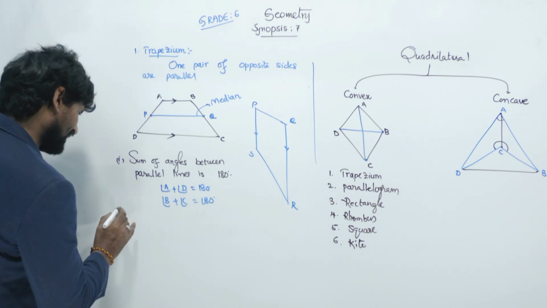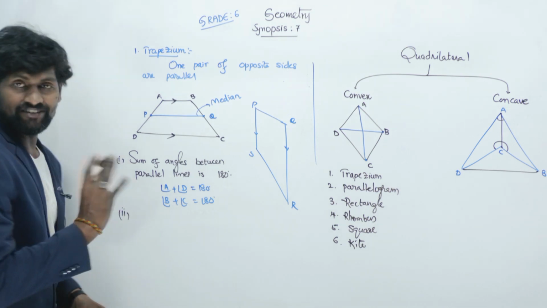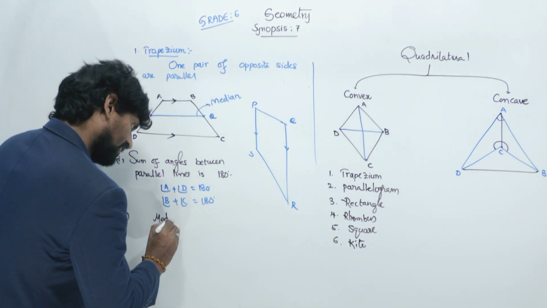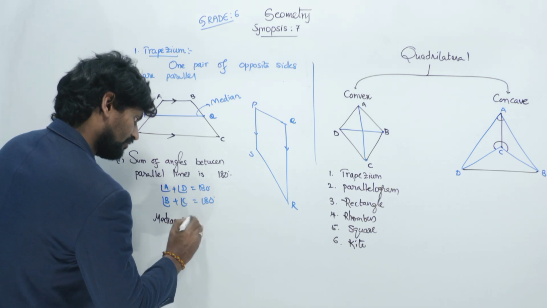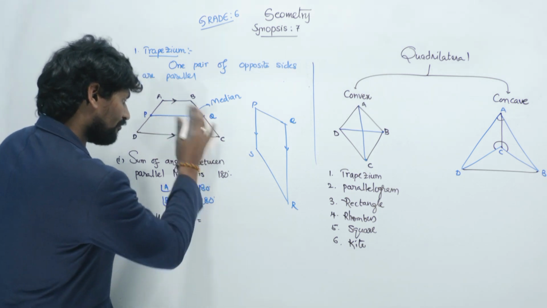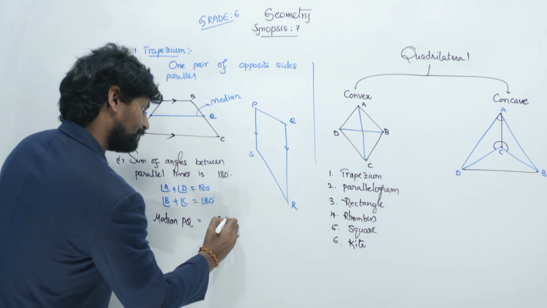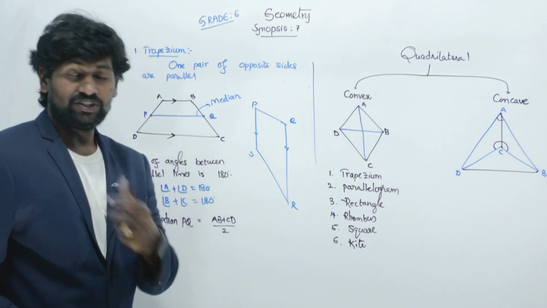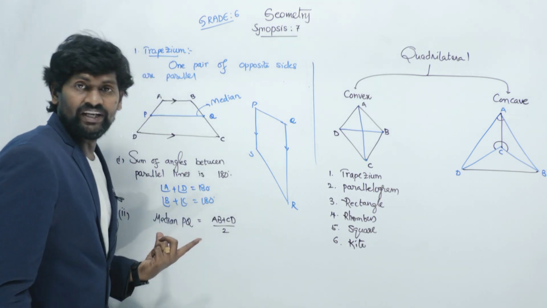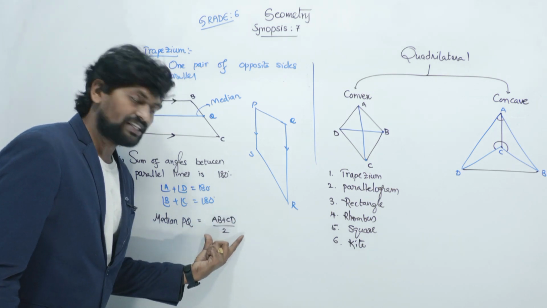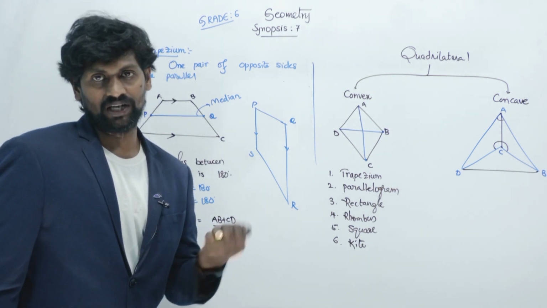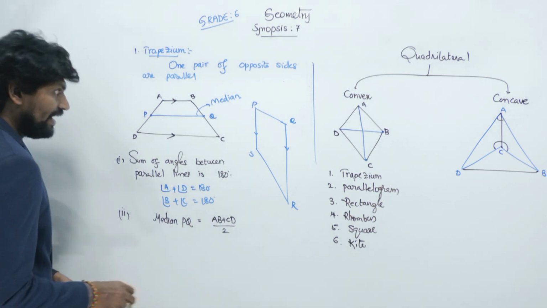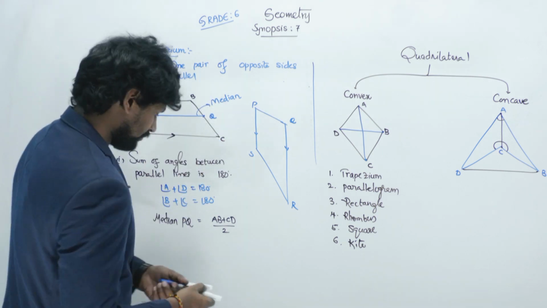Now to find the length of the median, we have a formula, that is: median length, that means PQ, equals the sum of the parallel sides, AB plus CD, by 2. The length of the median in a trapezium equals the sum of the parallel sides divided by 2, or half of the sum of the parallel sides. Okay? Right.